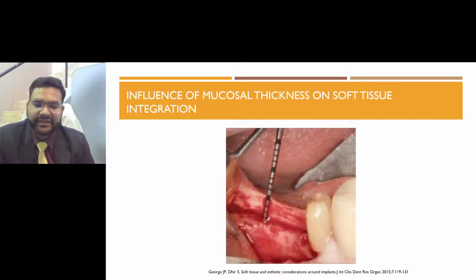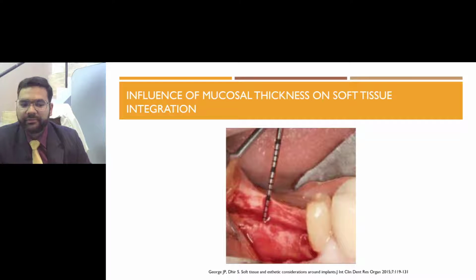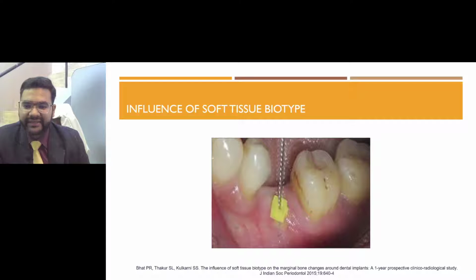If a minimal dimension of gingival tissue is not available, bone loss may occur to ensure the proper development of biological width. How do we check this? We can use a reamer with a stopper, and we can penetrate the reamer from the external surface of the mucosa to the point where a bony resistance is felt, and we can check, after giving LA, what is the thickness of this soft tissue.